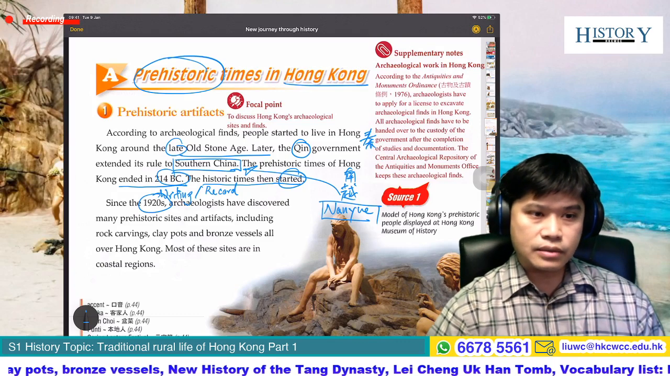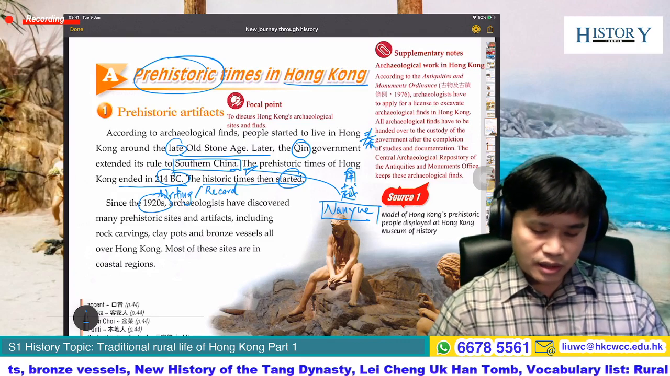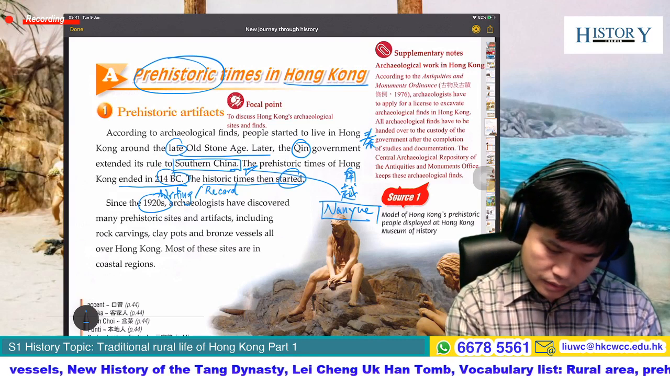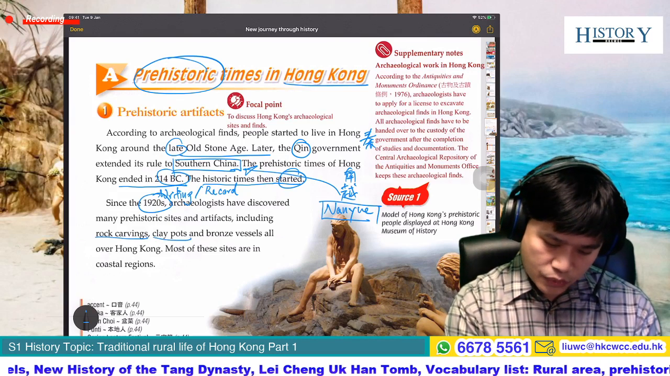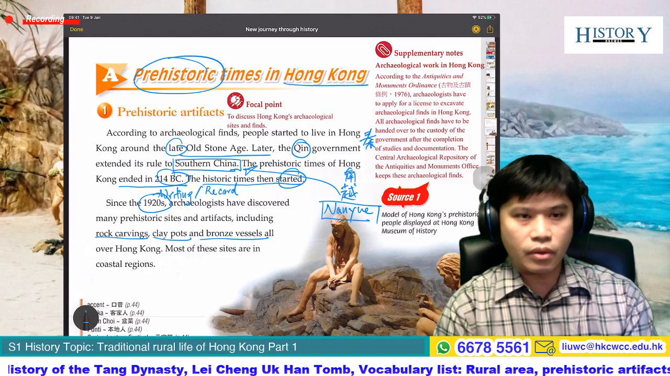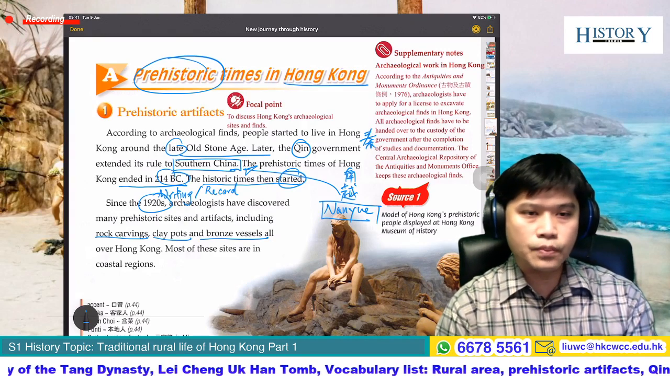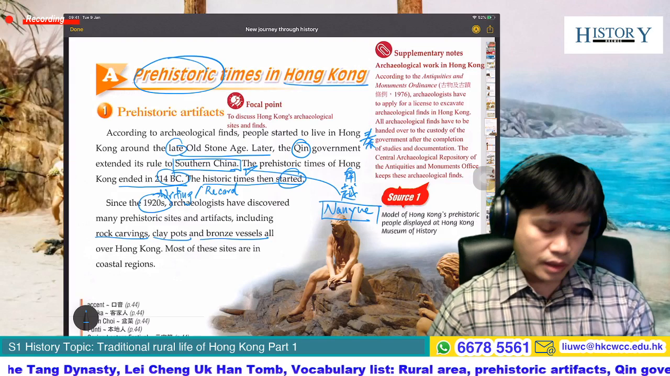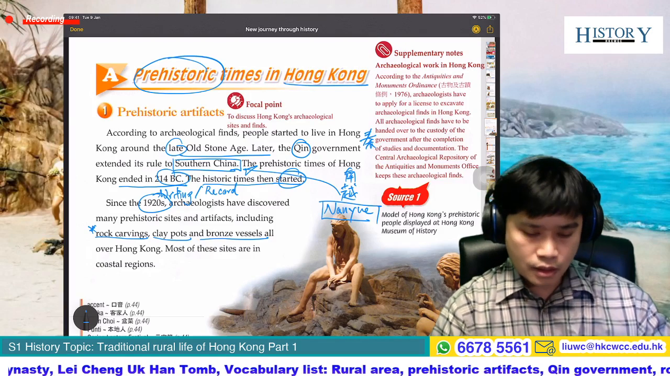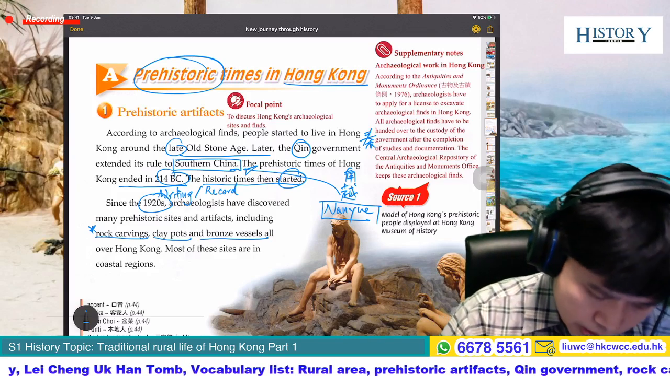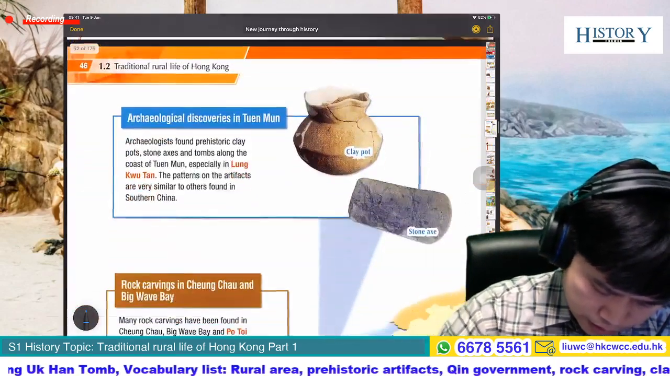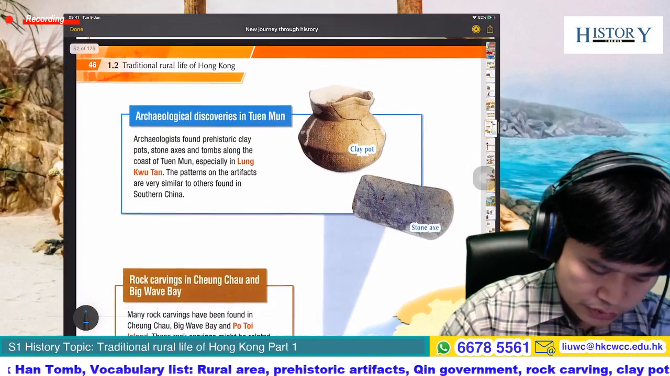Later, in modern times, archaeologists try to discover more artifacts, such as rock carving, clay pots, and bone fossils all over Hong Kong. All these objects can prove the life of the people in the prehistoric time in Hong Kong, especially the rock carving. I will show you the rock carving later. So that would be the end of the prehistoric time.